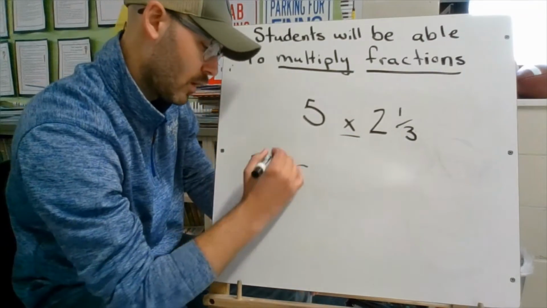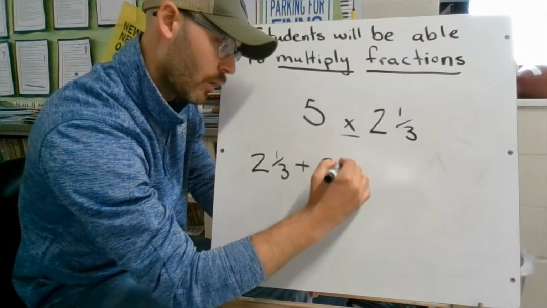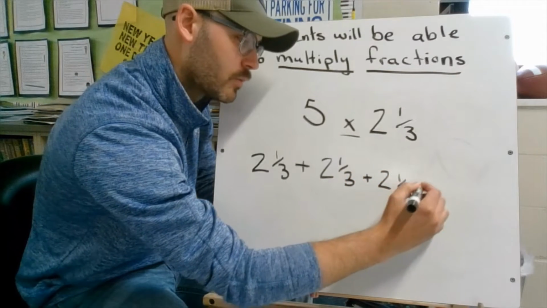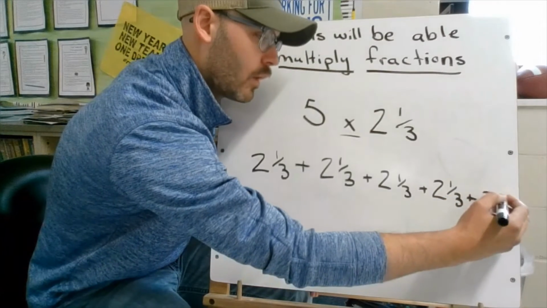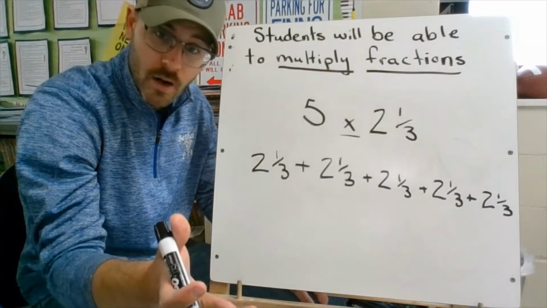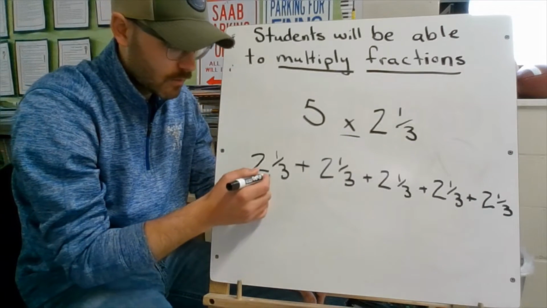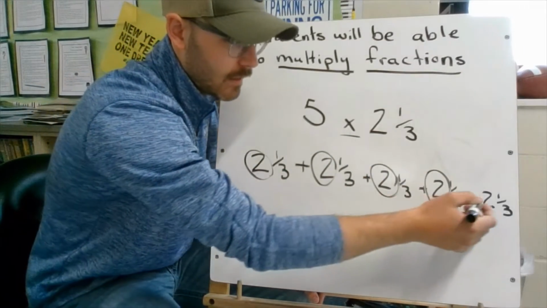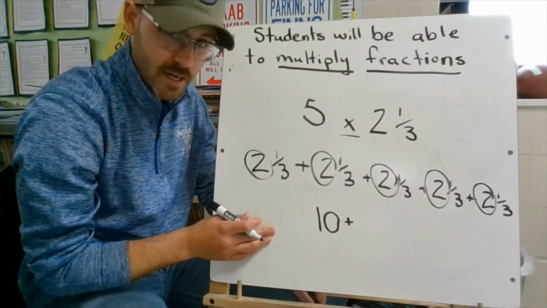2 and 1/3 plus 2 and 1/3. That's 2 groups, plus 2 and 1/3, 3 groups, plus 2 and 1/3, 4 groups. It's a lot of work. But we know how to add mixed numbers, so let's add all the wholes first. 2, 4, 6, 8, 10. 10. Now I've got to add the fractions together.